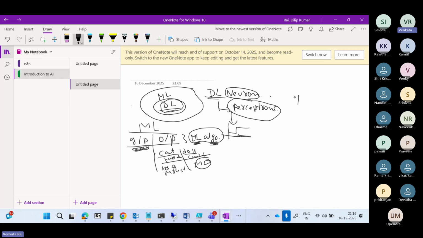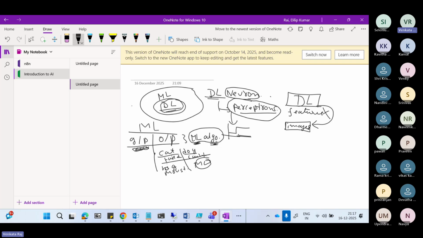But what happens in deep learning is that we don't feed features. We will just feed the images, and it will learn on its own using perceptrons. So this is a major difference between machine learning and deep learning. In machine learning we feed features, that is we give the features of the input data.